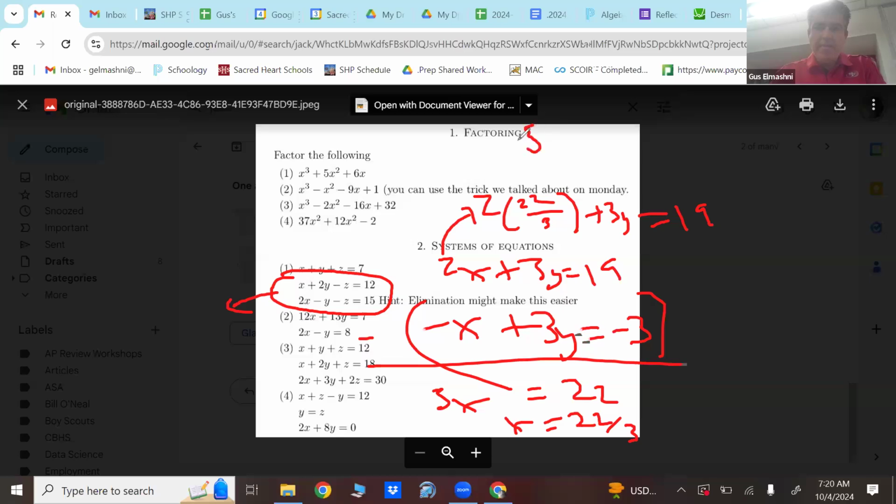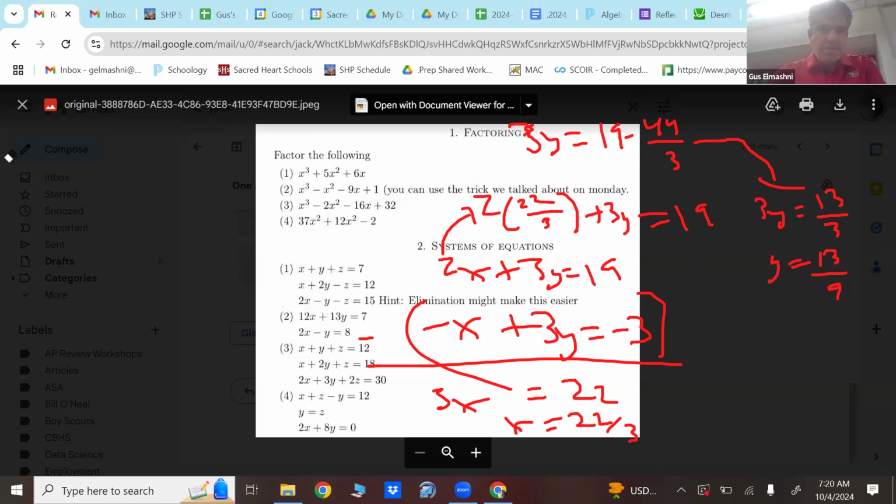So 3y equals 19 minus 44 thirds. 19 could be made into 57 thirds. So it comes to 13 thirds. So y is 13 ninths. And then you can solve for z by plugging in the values for x and y to one of the equations.